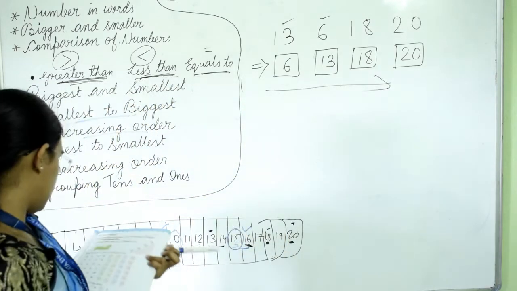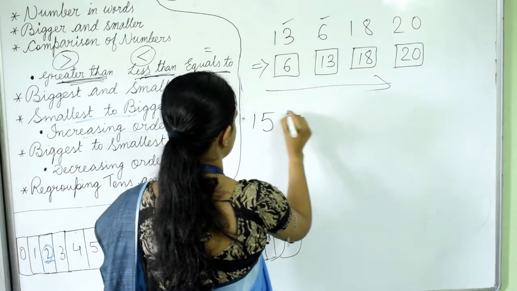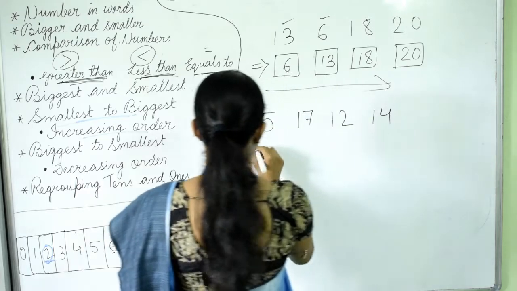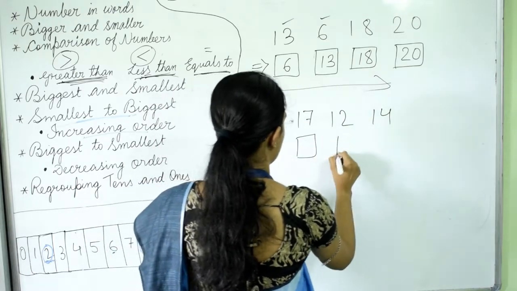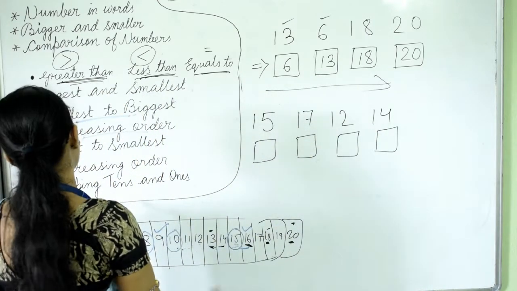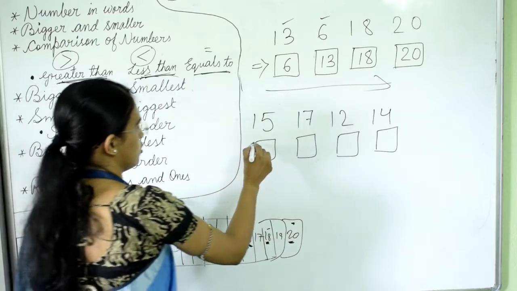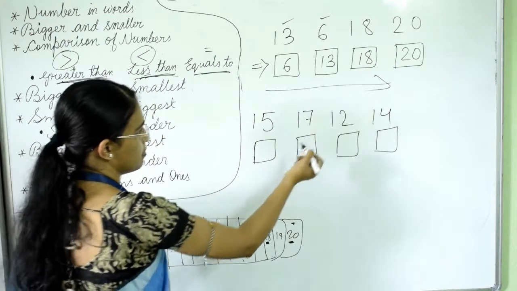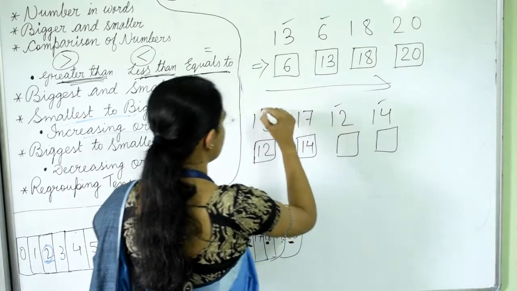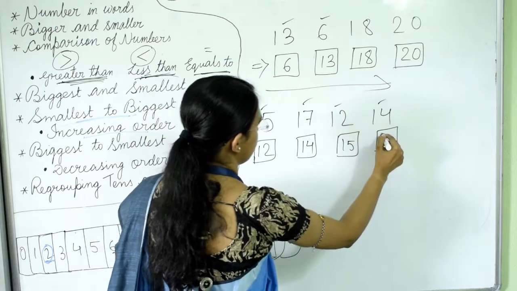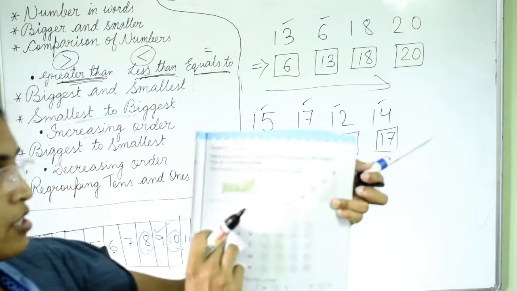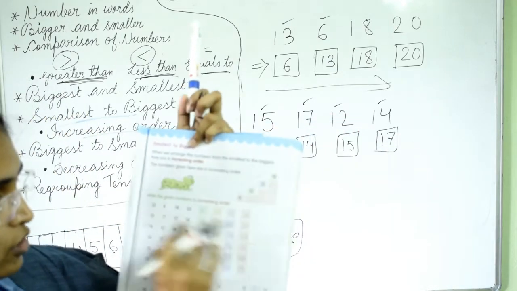Okay. Now the next question is 15, 17, 12, 14. Again we have to arrange these numbers in increasing order or ascending order, or smallest to biggest number. So among these 4 numbers, which number comes first? 12, then 14, then 15, then 17. Okay, in this way you will do this part. This part is your homework.